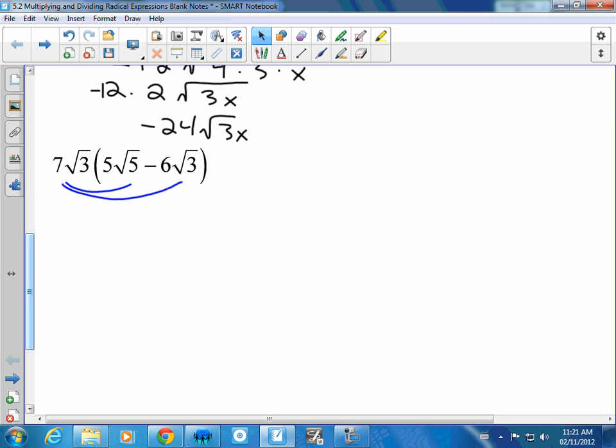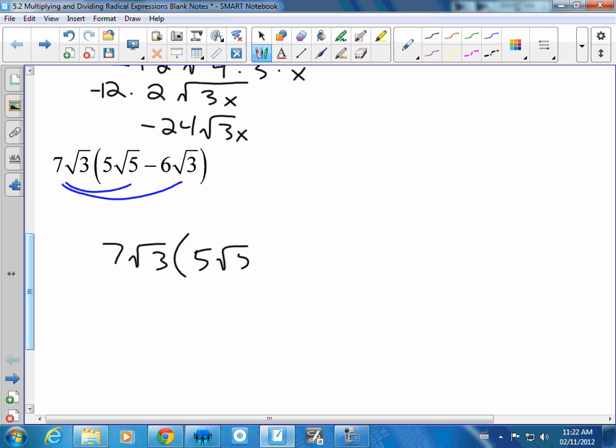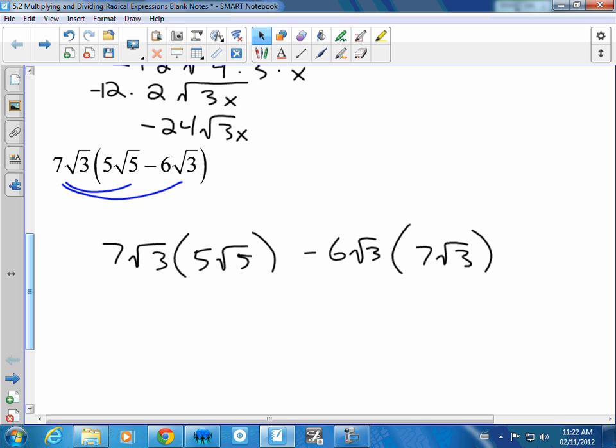So let's do that. We're taking 7 root of 3 and we're timesing it by 5 root of 5. Is that correct? Is that the first part we're doing? Okay, I'm just going to separate these two. And then we're going to take the negative 6 root of 3 times 7 root of 3. I guess I should be consistent and do the 7 root of 3s at the same time. It really doesn't matter when you're multiplying, right? I should try to be consistent. I should have done 5 root of 5 times 7 root of 3, and then those would have been the same.